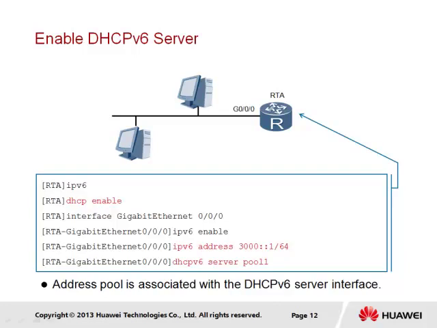Once we have created the address pool, we will need to apply the address pool for DHCPv6 to the interface to allow addresses from this pool to be allocated to end stations, such as those we see on the same link as RTA. In order to do this, we must ensure that IPv6 is enabled on the device and that the DHCP service is enabled. The interfaces participating in DHCPv6 must also be enabled to support IPv6. We have configured an address for the interface, which in this instance is the address 3000::1/64. Remaining under the interface view for interface gigabit Ethernet 0/0/0, we must then apply the DHCPv6 service to the interface, using the created address pool of pool1, which we see performed here using the DHCPv6 server pool1 command.